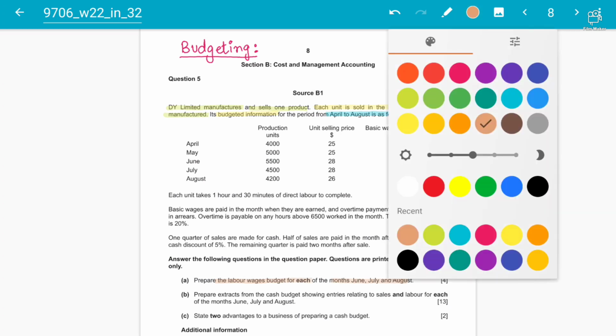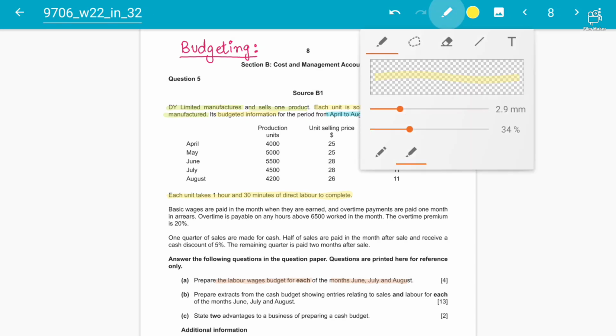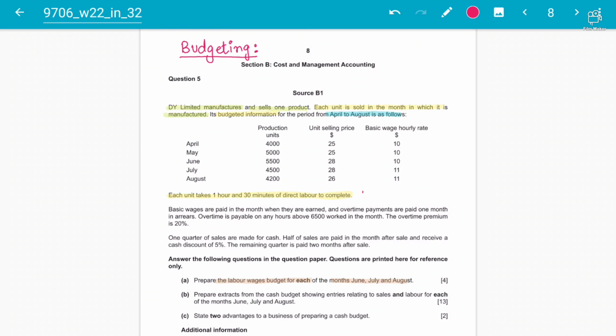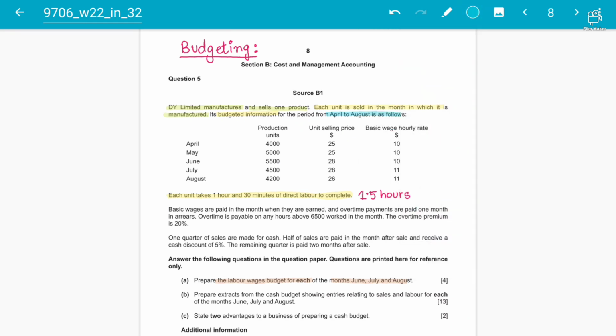Students need to understand that each unit takes 1 hour 30 minutes of direct labor to complete. Very important information. For every unit it takes 1.5 hours, so you can write it down here, that every unit takes 1.5 hours to be manufactured. Now a very important statement, students: basic wages are paid in the month in which they are earned.